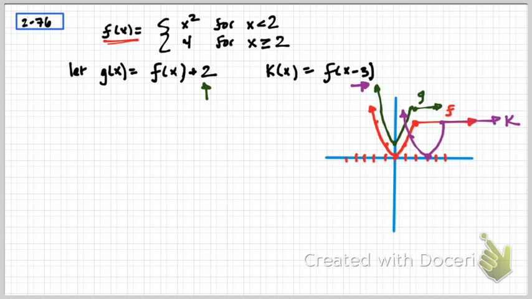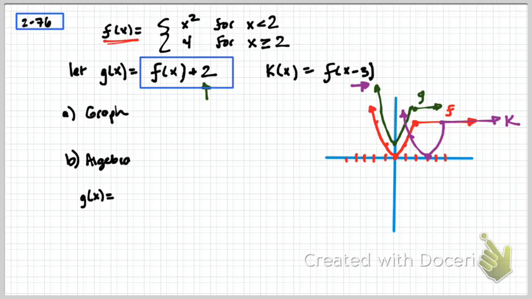Now part B, which is just as important, is the algebra. So let's look at the algebra behind this. We're going to transform it, so we'll start with g. g of x is equal to, now we know for g, we're taking our function and shifting it up 2, so we have a vertical shift. So I'll do everything we add in a different color.